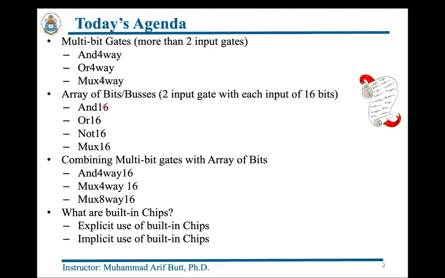For example, AND 16 chip is an AND gate having two inputs, but each input is of 16 bits. That is, it performs a bitwise AND of two 16-bit binary numbers. Similarly, we will also design the OR 16, NOT 16 and the MUX 16 chip. Finally, we will combine the above two techniques and design multiple input gates with each input as a 16-bit binary number.